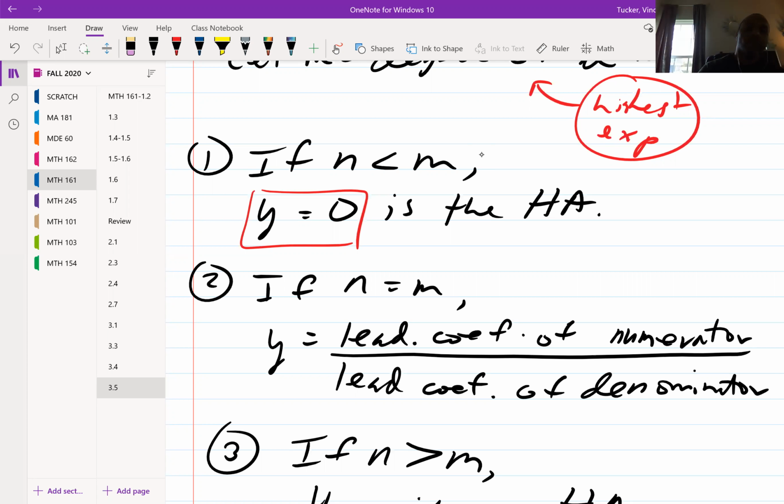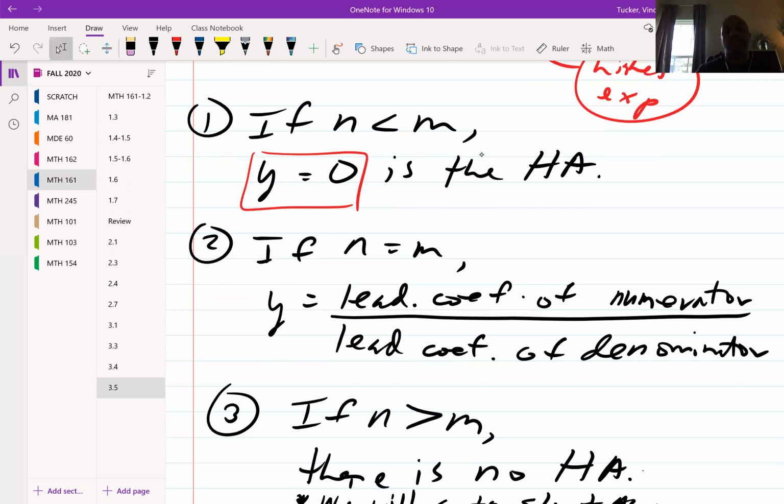If your exponents are equal, then we're going to take the leading coefficient of your numerator and place it over the leading coefficient of your denominator. Once again, y equals.